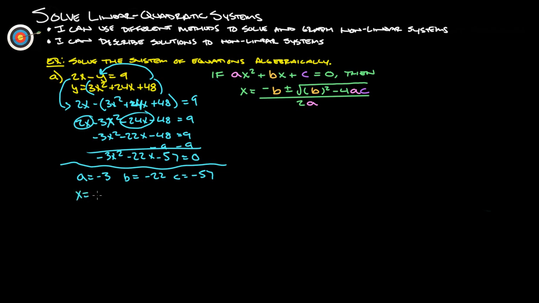So we got x equals negative b, which is negative 22, plus or minus square root of negative 22 squared minus 4 times a, which is negative 3, times c, which is negative 57, all over 2 times a, which is negative 3. Okay, so simplifying this, we get x equals 22 plus or minus, and now we're going to need to probably get a calculator for that.